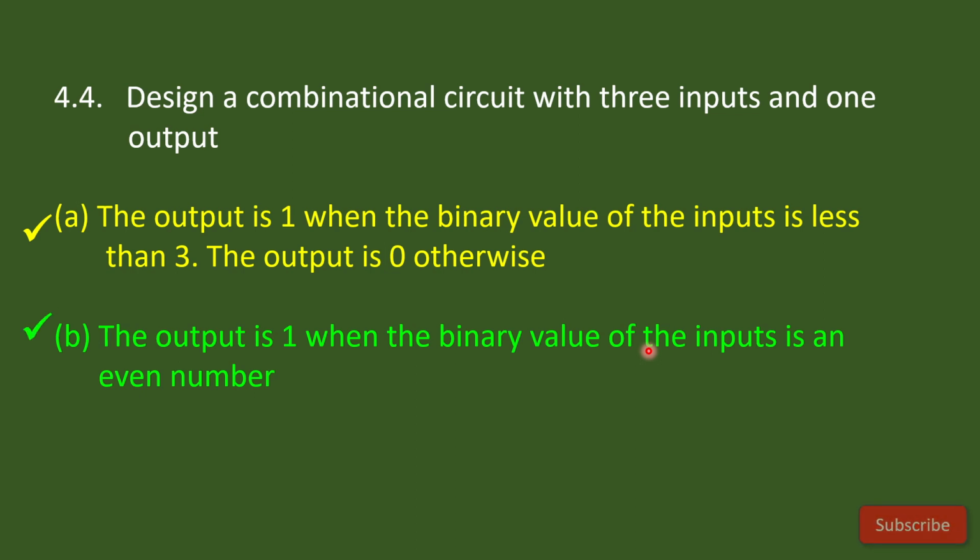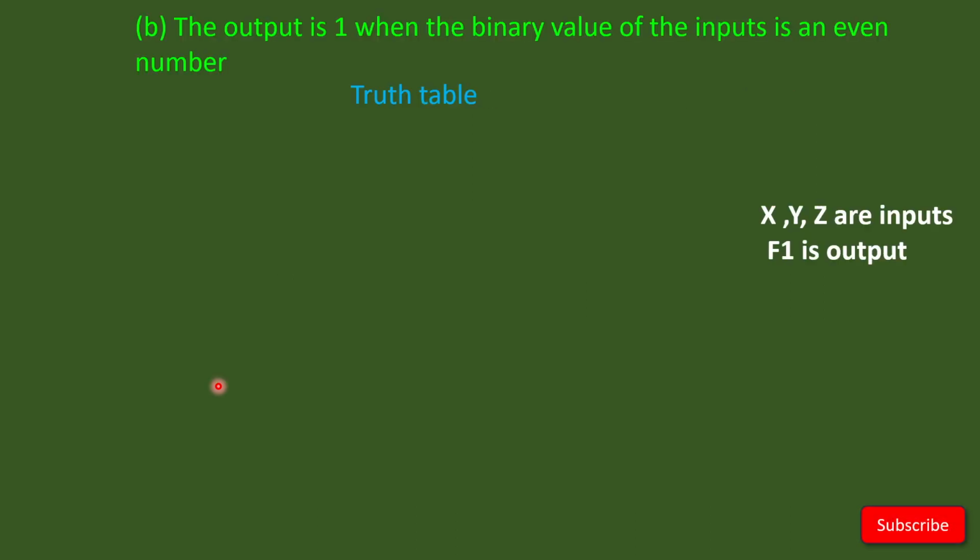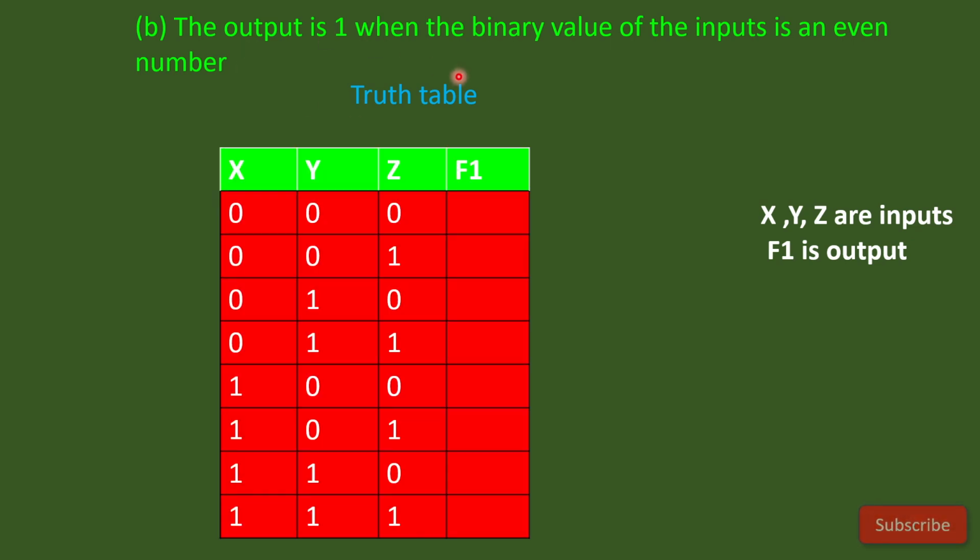So what is the second part? The output is 1 when the binary value of the inputs is an even number. Okay, so I am not going into much detail. Now we start from this truth table because we know the problem statement. So in this truth table, we have written all the input combinations. That means 8 possible combinations are written.